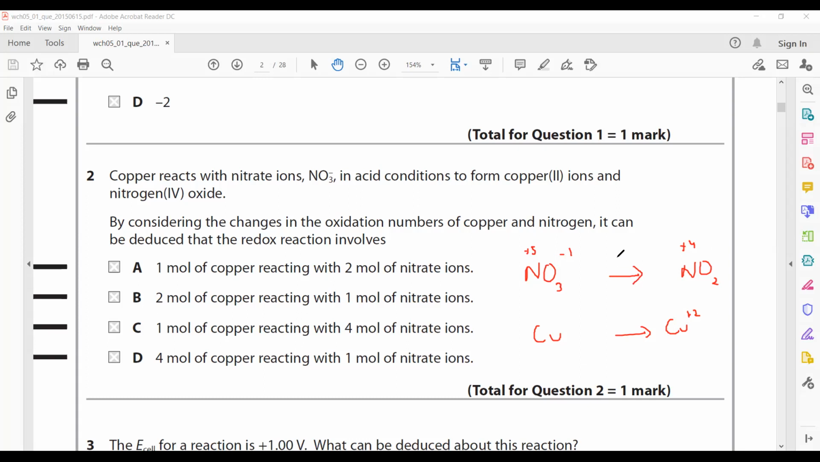How does +5 change to +4? By gaining an electron. But copper is actually losing 2 electrons and the nitrate ion is gaining only 1 electron. If we need a balanced equation, the number of electrons lost by one should be equal to the number gained by the other. So we'll multiply the nitrate by 2. So the ratio between them will be 1:2.